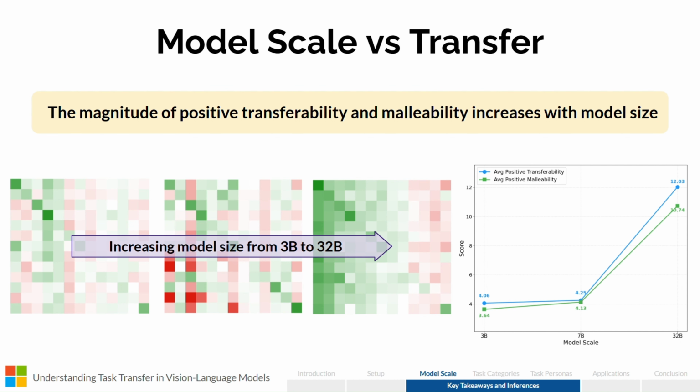So firstly, we find that positive transferability and malleability increase with model size. So as we go from a 3 billion model to a 32 billion model, all the positive trends and task relations we see become stronger as the model size increases. Surprisingly, we find no such trend for negative transferability.